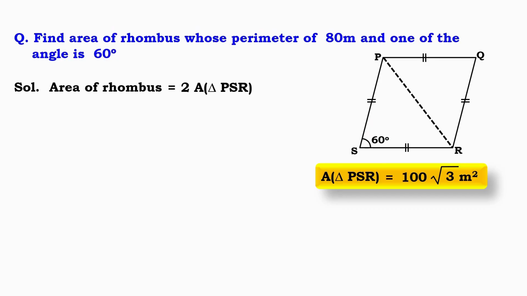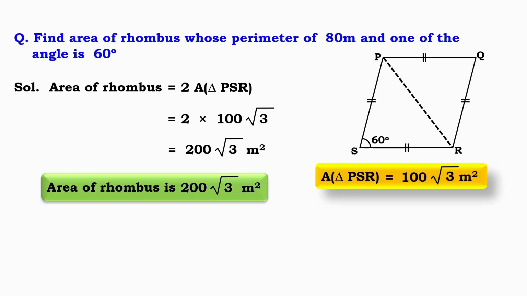Now we already know that area of rhombus will be twice of triangle PSR. So now put the value over here, 2 into 100 root 3, that is 200 root 3 meters square. So finally the answer is area of the rhombus is 200 root 3 meters square.